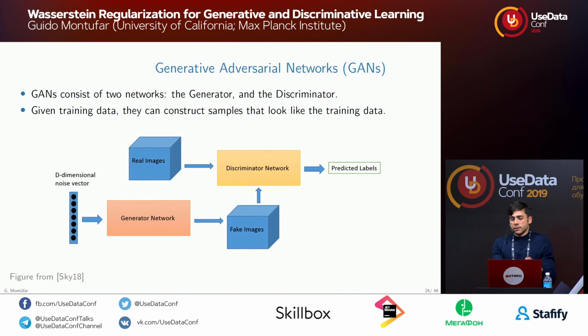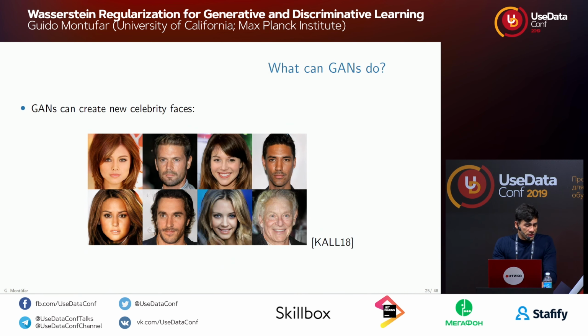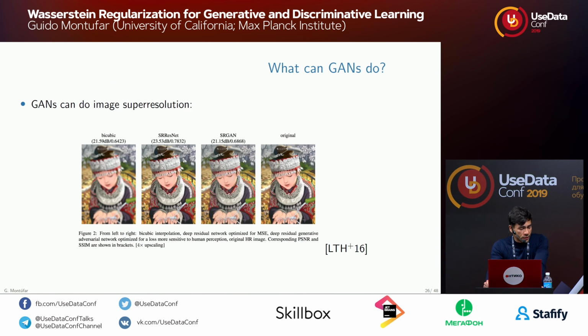And in doing that, this generator is going to try to generate images that look similar to the images generated by the real source. So these GANs can actually generate fake celebrity faces. So these people actually don't exist, but they are celebrities that this system generated. Or they can do super resolution.